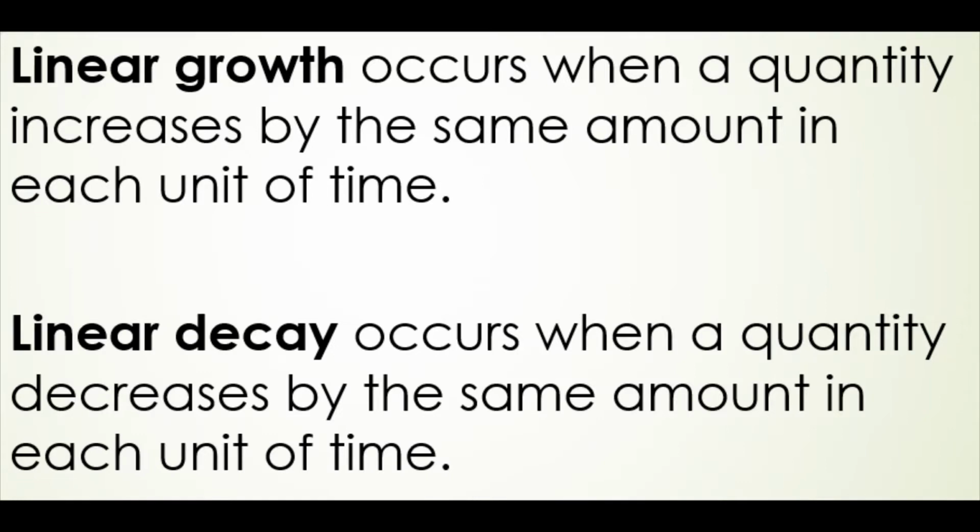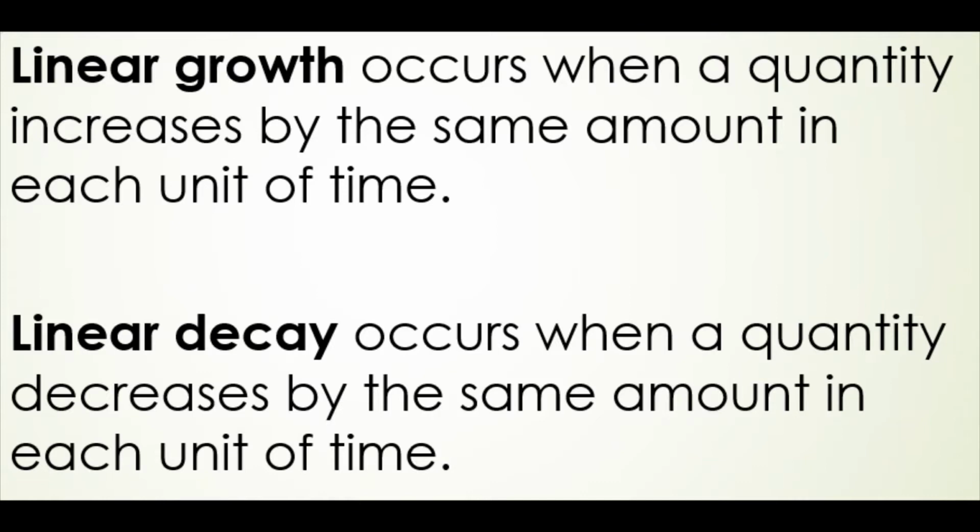Linear growth occurs when a quantity increases by the same amount in each unit of time. When we say the same amount, we mean the same absolute amount, not a percentage. And it's increasing by that amount every month or every year, every day. An example of linear growth would be I add 2 YouTube videos to my account each week. So the total number of YouTube videos that I have is increasing by 2 per week. So that's an example of linear growth.